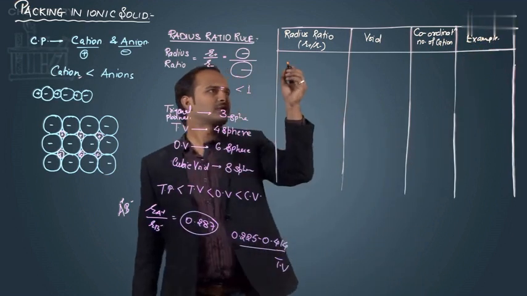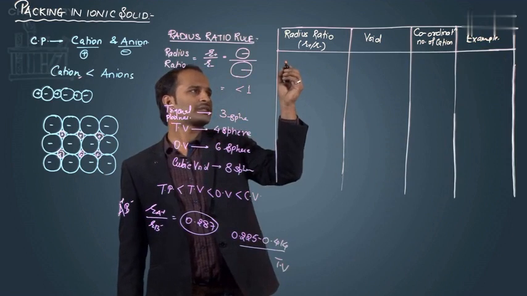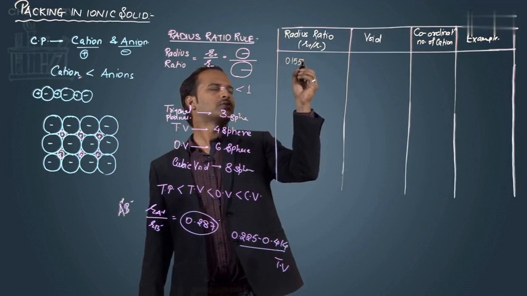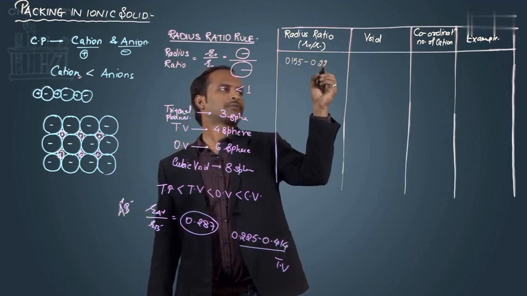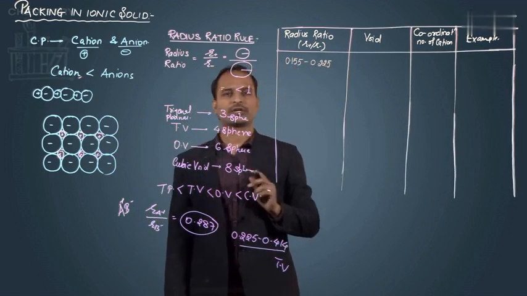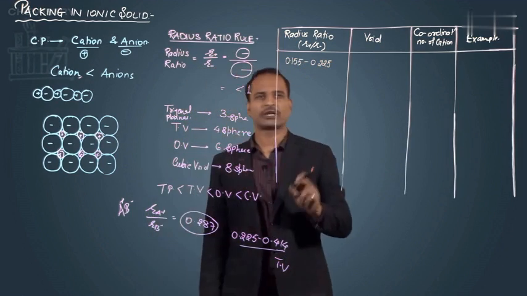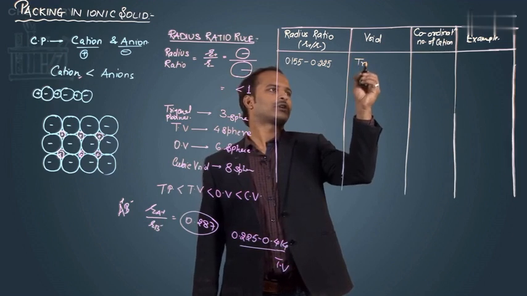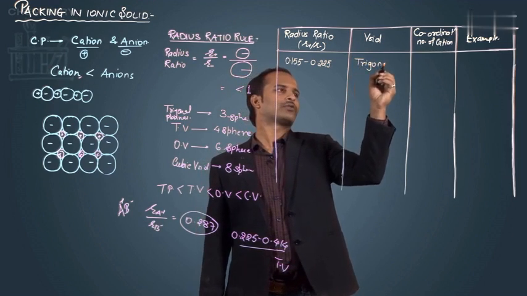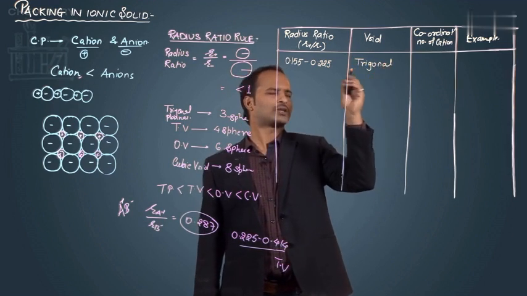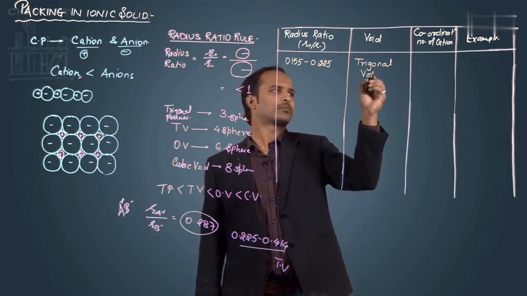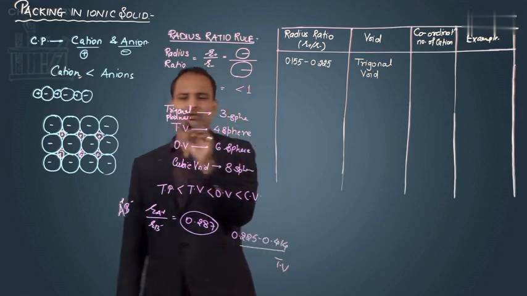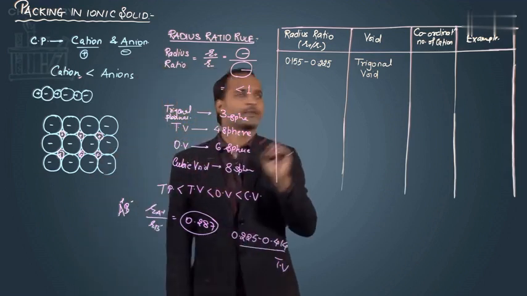Radius ratio. The first range is 0.155 to 0.225. Means for any particular solid, if the value of the radius ratio falls into this range, then that particular solid will occupy trigonal void. So not trigonal planar, it's a trigonal void.